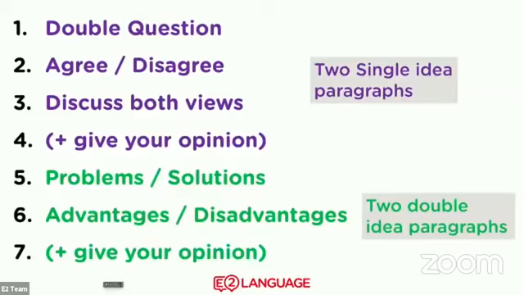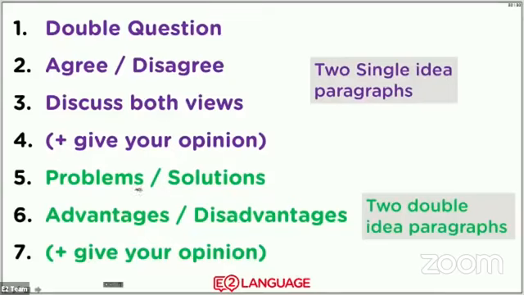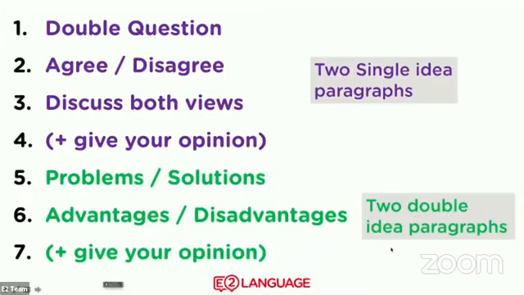I'm going to show you how to write those single idea paragraphs in a second. Okay. Now the green ones discuss the problems and solutions, discuss the advantages and disadvantages. This requires two double idea paragraphs. The main reason being is that it says discuss the problems and the solutions. You can't just discuss a problem and a solution, so that would be a single idea paragraph. Because it requires problems and solutions, advantages and disadvantages, we need to put two ideas into the one paragraph.